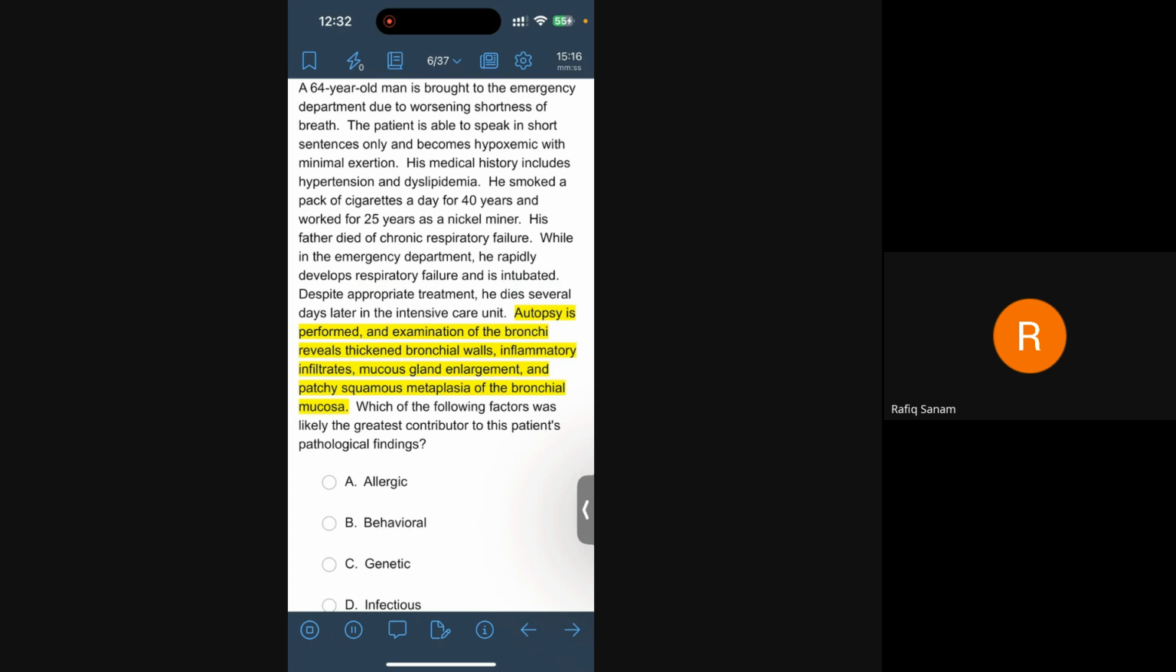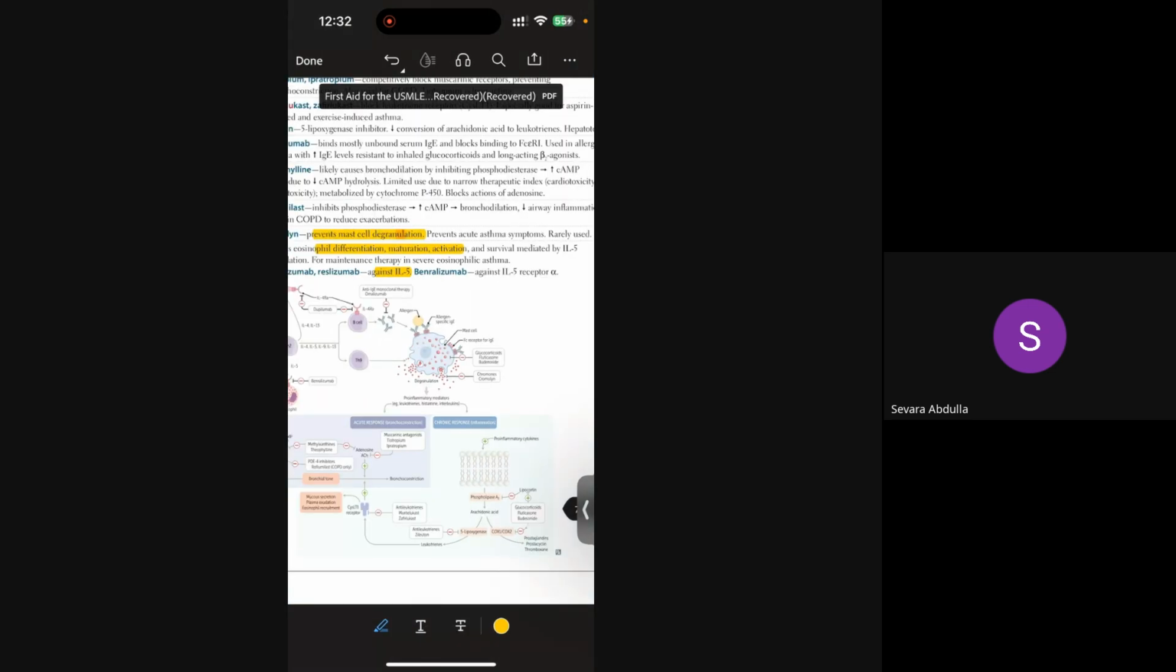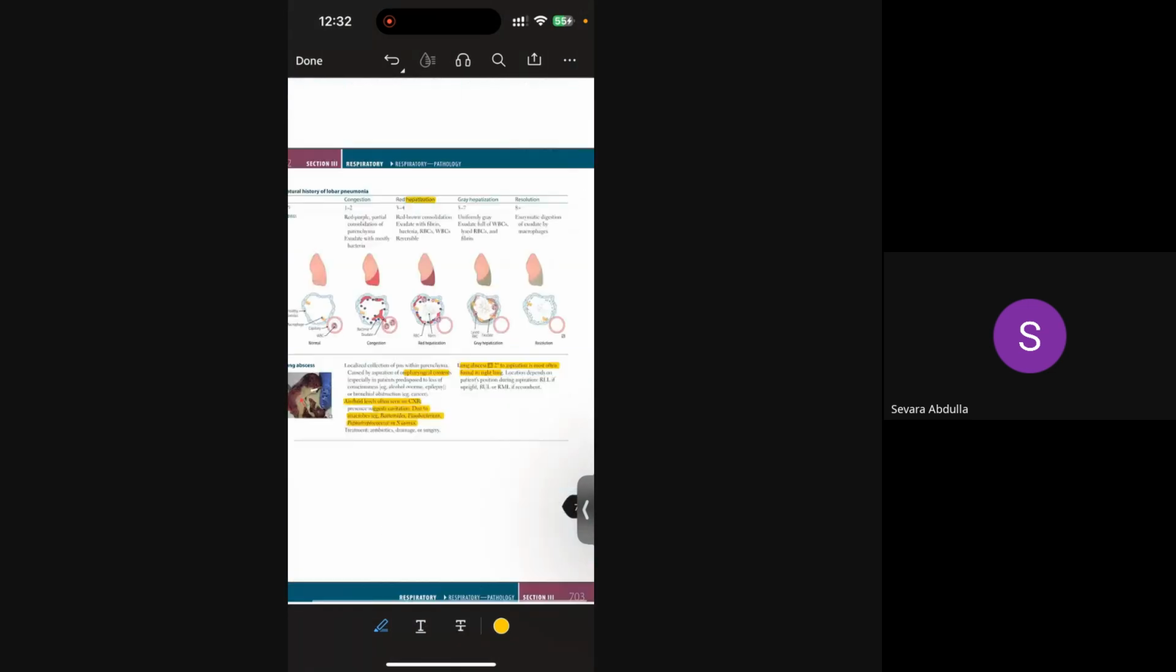The autopsy findings are consistent with what diagnosis? Bronchitis. Chronic bronchitis, yes. They are consistent with bronchitis because we are seeing thickened bronchial walls, inflammatory infiltrates, and mucus gland enlargement. All of these are going to be seen in chronic bronchitis.